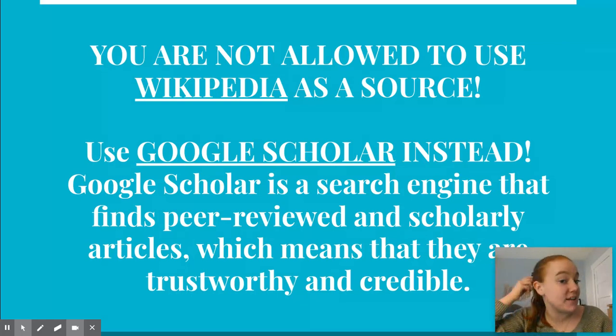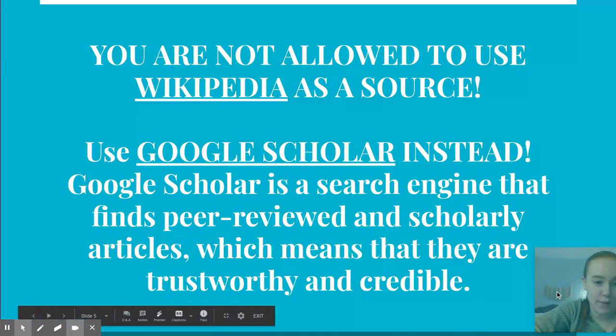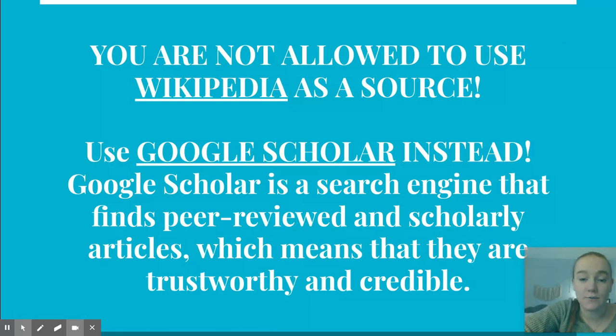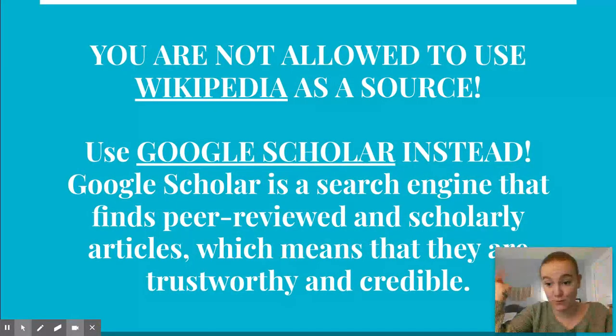And last but not least, using Google Scholar is a great tool. All you have to do is Google Scholar, and it will take you right there. This is a search engine within Google that only gives you the best of the best articles. They're peer-reviewed articles, which means that they're already confirmed as scientifically accurate. They're scholarly articles, and that means that they're very trustworthy and credible. So if you get something from Google Scholar, you can trust it.